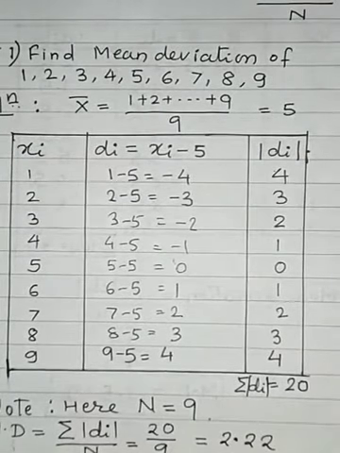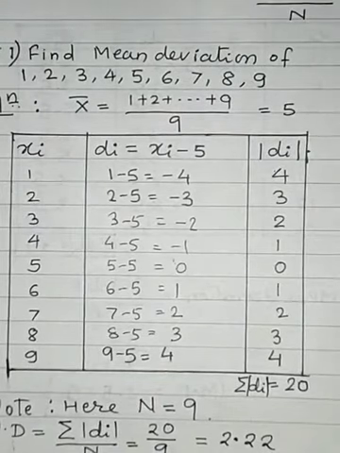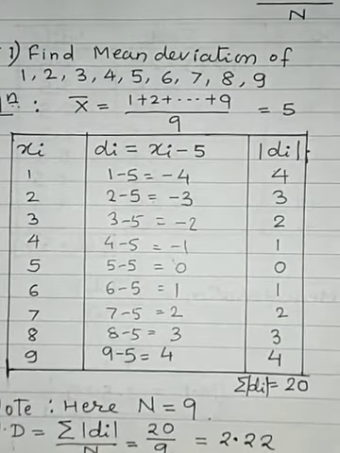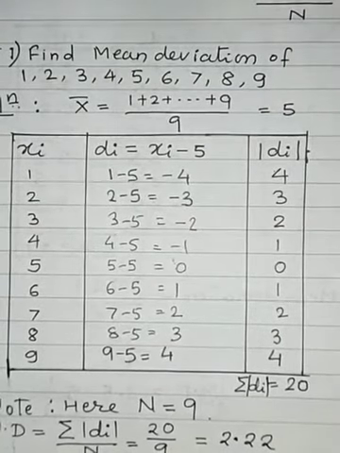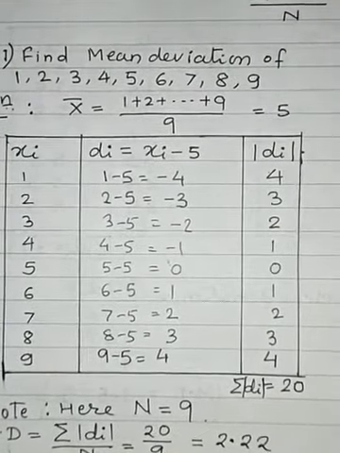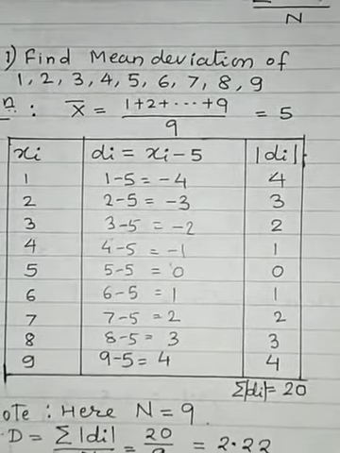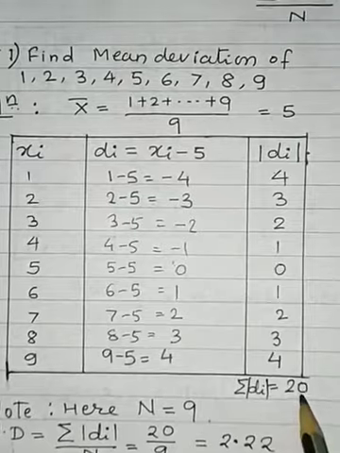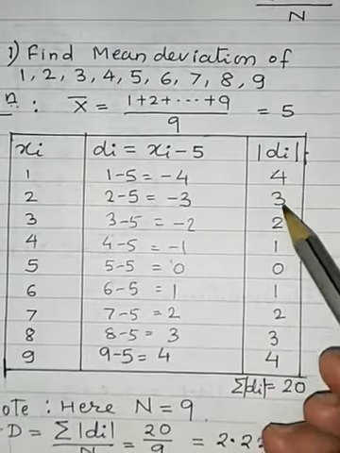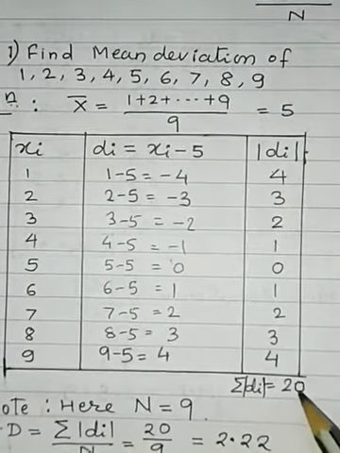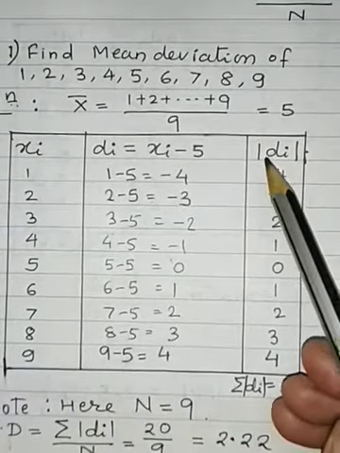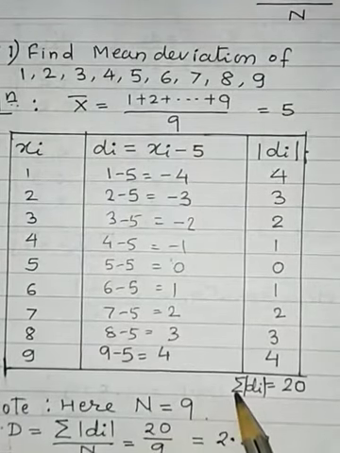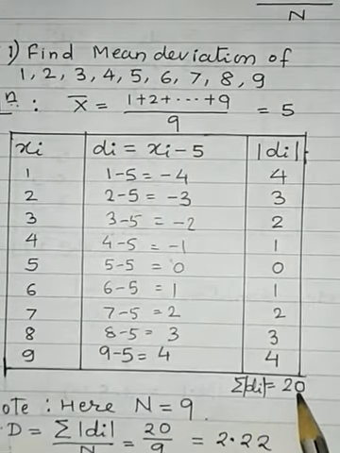Now whenever we add a column, the elements of the column, we do the sum at the bottom. See, we have done the sum here. This 20 is the sum of all these numbers here, that is equal to 20. Now since the heading is modulus di, it will be written as summation mod di equal to 20.